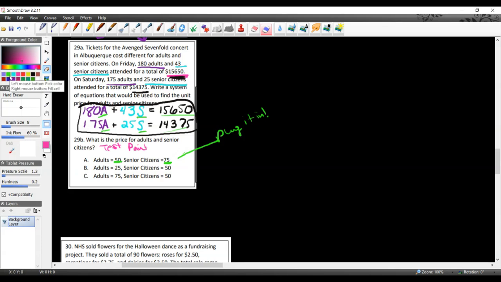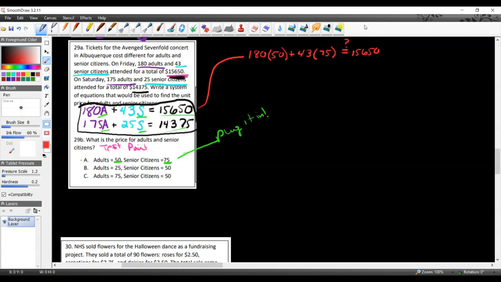So I'm gonna try A. Let's do that in red. I'm gonna take this system and work it out. So I have 180 times, well, my adults is 50, plus 43 times my senior citizens, which was 75. And I'm gonna see if that's equal to 15,650. So we're gonna see if this is true or not.